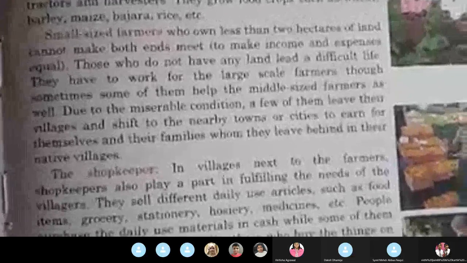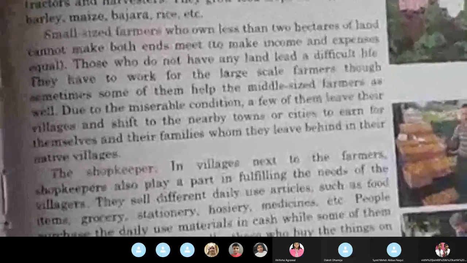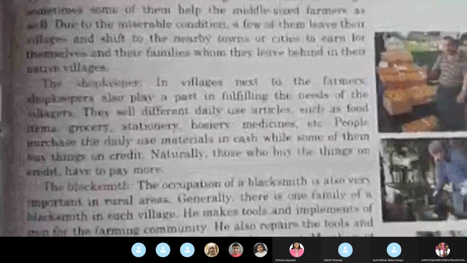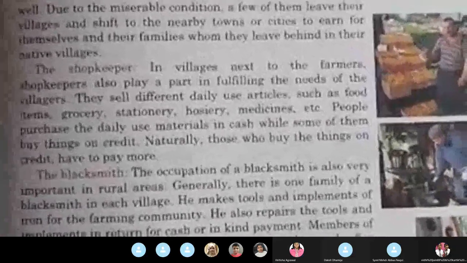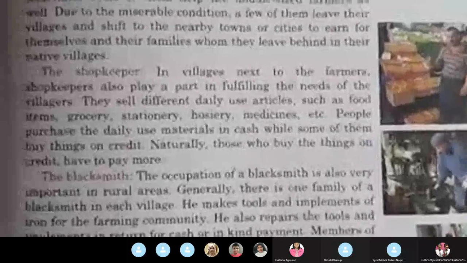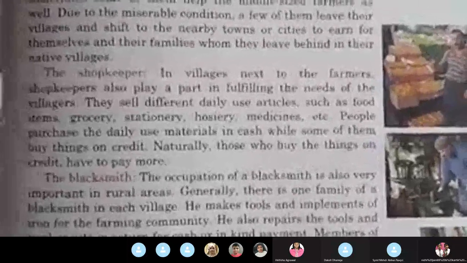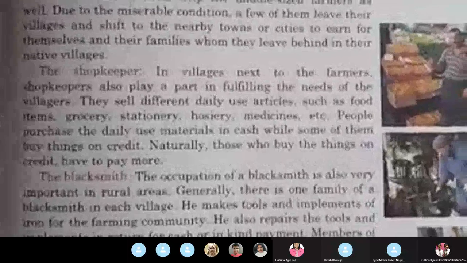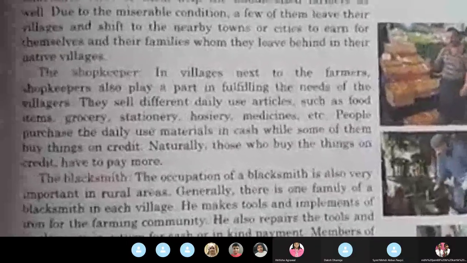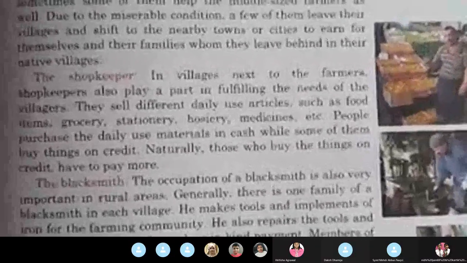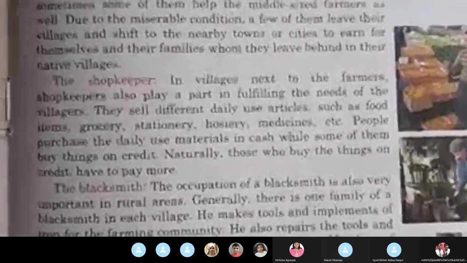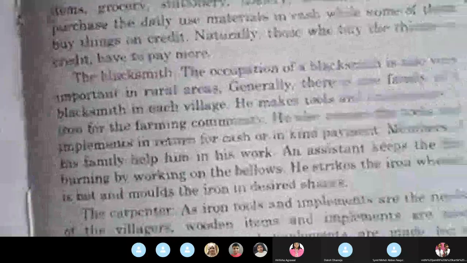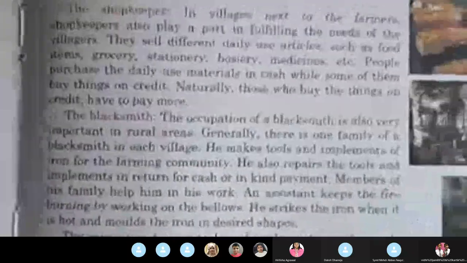Now we talk of the other types, the shopkeepers. Now in villages, next to the farmers, shopkeepers also play a part in fulfilling the needs of the villagers. Whatever basic requirements they have are fulfilled by the small shopkeepers. Maybe they are selling grocery, stationery, hosiery, medicines, etc., food items. All this is many a times taken in cash or at times on credit.